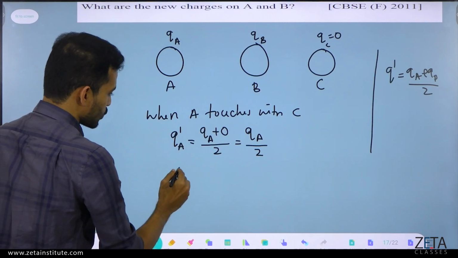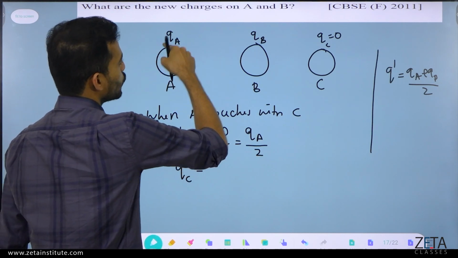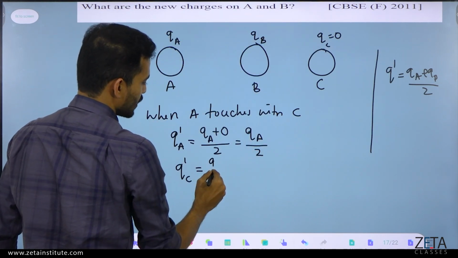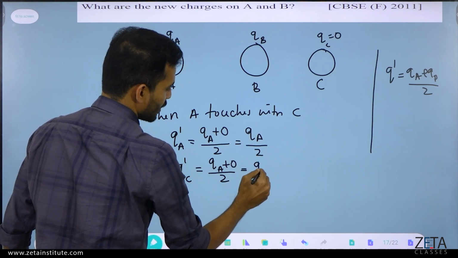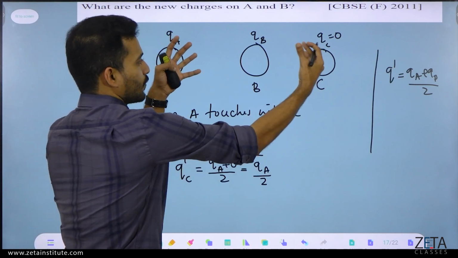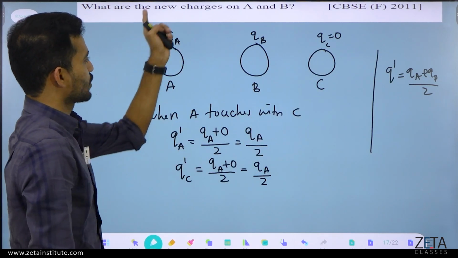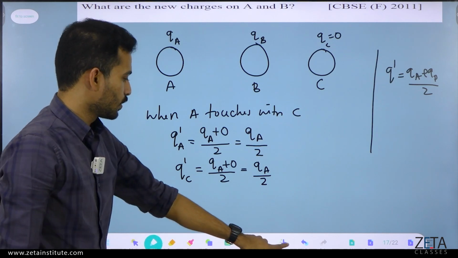After touching, this sphere gains some charge. So, what is the charge on C? The charge on C is equal to QA plus 0 by 2, so it will get QA by 2 charge. When these two spheres are touched together, charge is transferred to C, so it also gets QA by 2. So, it is not over.